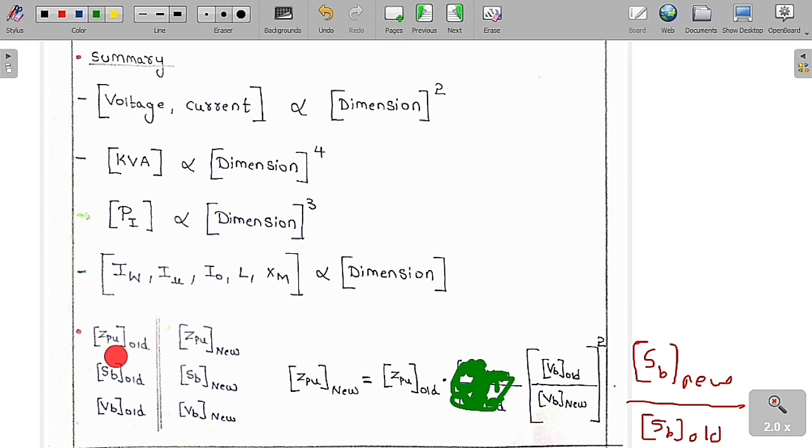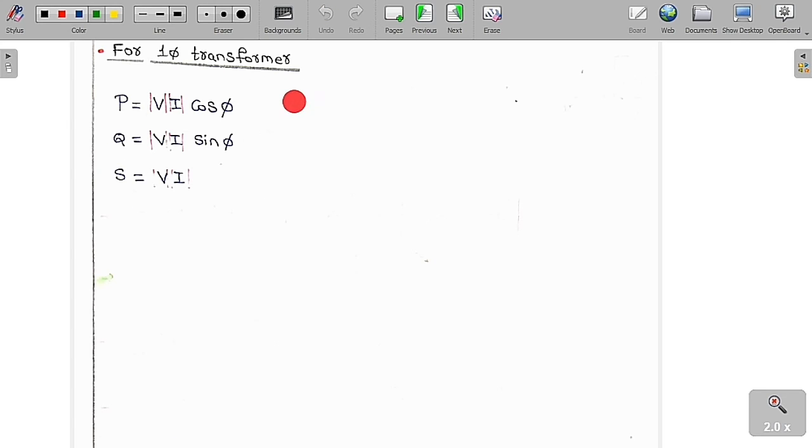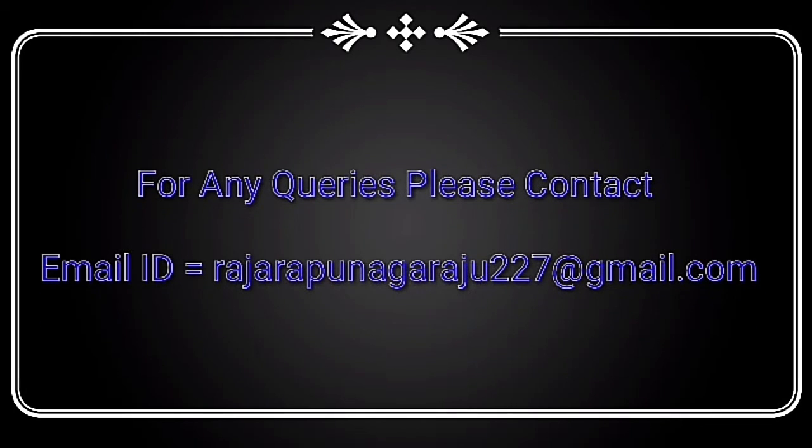This is the Z per unit old based on the S base old and the V base old. Here this is the Z per unit new based on the S base new and the V base new. So Z per unit new is equal to Z per unit old into V base old by V base new whole square into S base new by S base old. It's a very important formula. So for a single phase transformer, I have already told you P is equal to V into I cos phi, Q is equal to V into I sin phi, and S is equal to V into I. All these are the magnitude values.